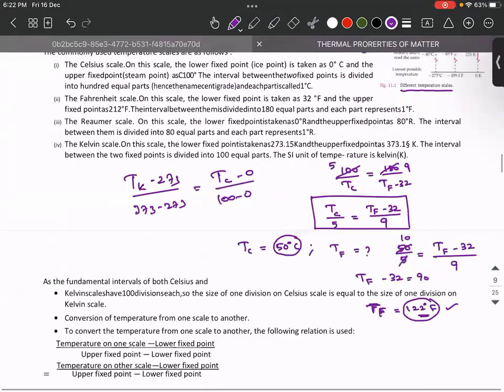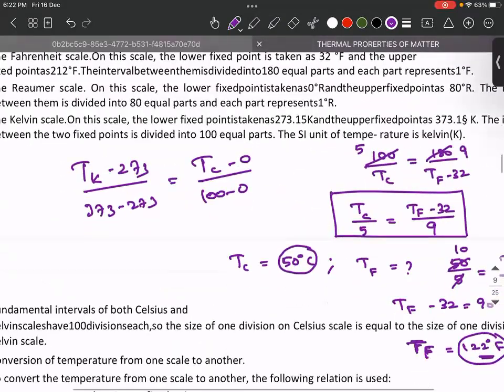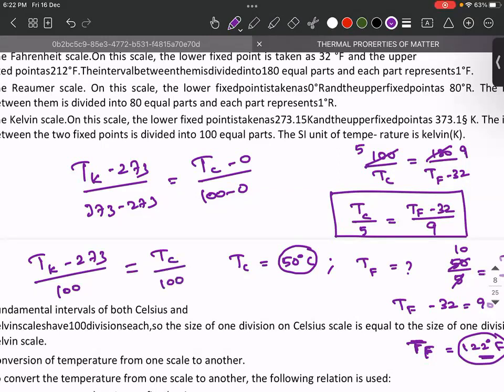So what were we discussing? Yeah. Tk minus 273 divided by 100 will be equal to Tc divided by 100. This and this will get cancelled. So Tk will be equal to Tc plus 273. You remember? So whenever the temperature is given in degrees Celsius, what will you do? You will add a 273 to it. Why do you add it? Did you understand now?